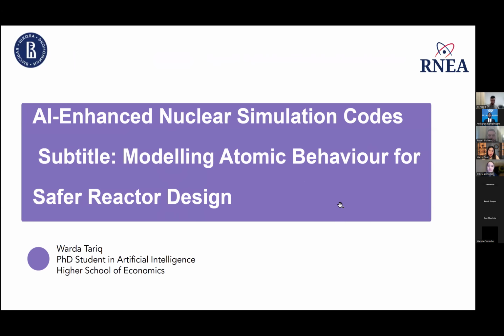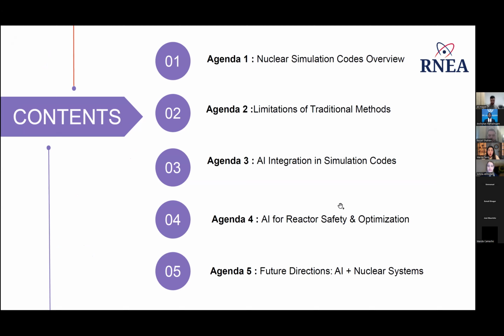So let's start. First, I will give an overview of nuclear simulation codes and explain why they are important in nuclear engineering. Second, I will discuss the limitations of traditional methods. Traditional simulation methods are powerful, but they often take a lot of time and computing resources. Third, I will explain how AI can be integrated into simulation codes. Fourth, I will discuss how AI supports reactor safety and optimization. And finally, the future trends and opportunities in combining AI with nuclear systems. So let's begin.